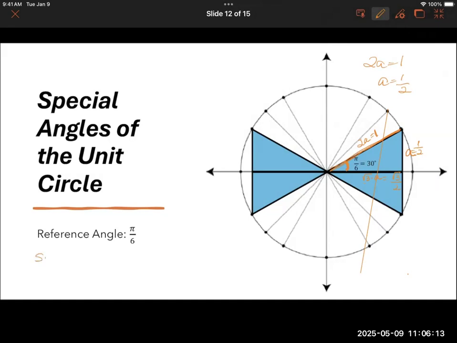So now if I'm looking for the sine of pi over 6, or 30 degrees, that would be the 1/2 divided by 1 for my hypotenuse. The cosine of pi over 6 would be the root 3 over 2 over 1. And then our tangent for pi over 6 would be the 1/2 divided by root 3 over 2. If I change that into 1/2 times 2 over root 3, I end up with 1 over root 3. And if we rationalize it, we would call that root 3 over 3.